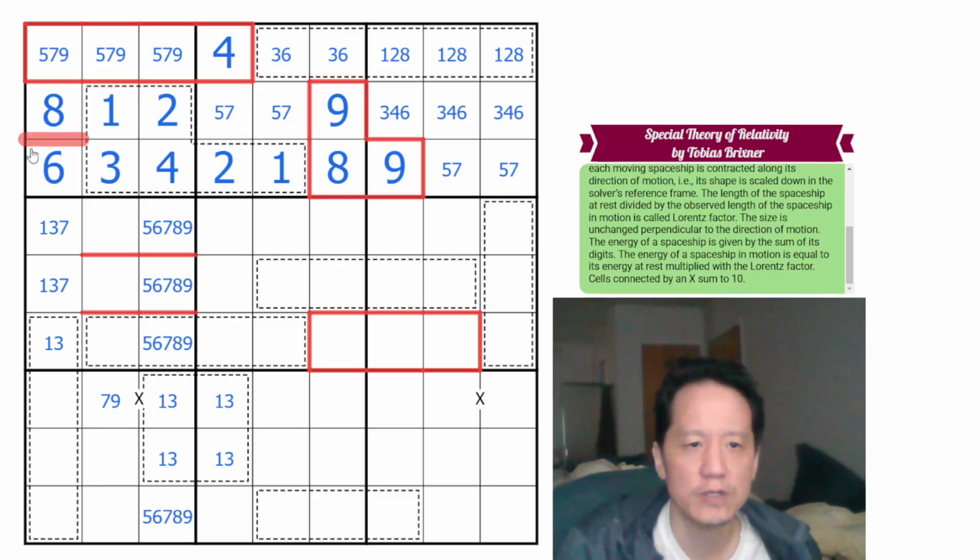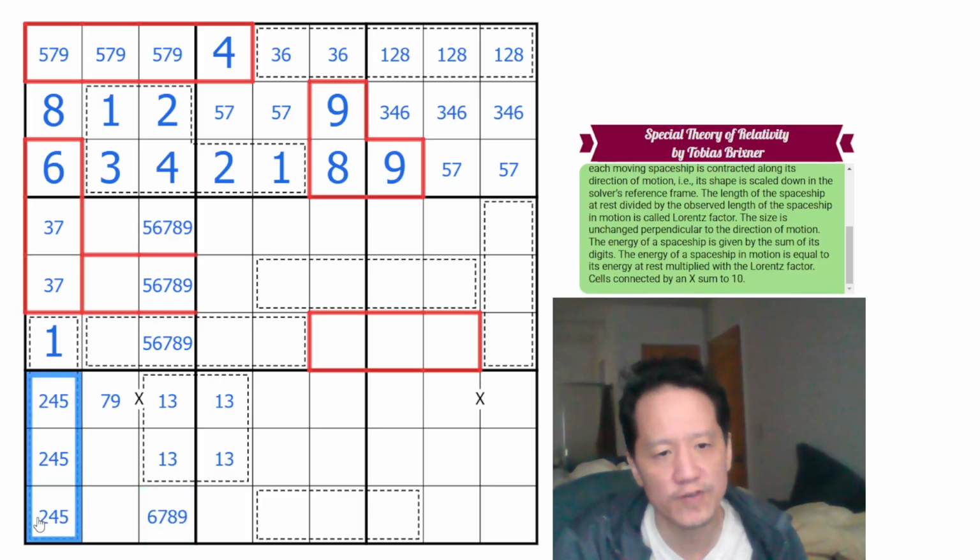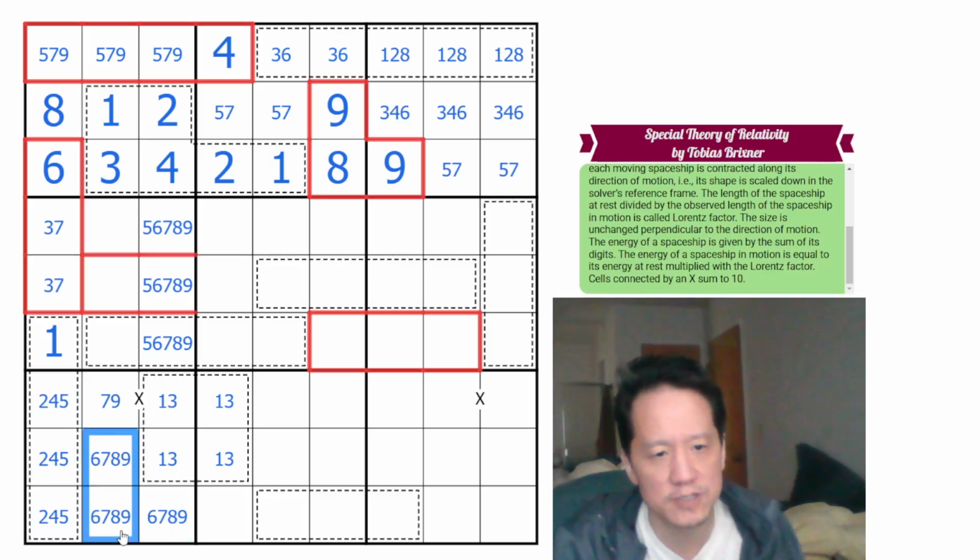this has to be the spaceship. And we know it contains a 1 or a 3. So even if you have 3, 6, and 9, that's only 18, which is not enough to be 20. So this has to then be 1. This is 3, 7. This is 2, 4, and 5 then. This can't be 5 because of the 2, 4, 5 triplet in the box. This has to be 6, 7, 8, and 9.